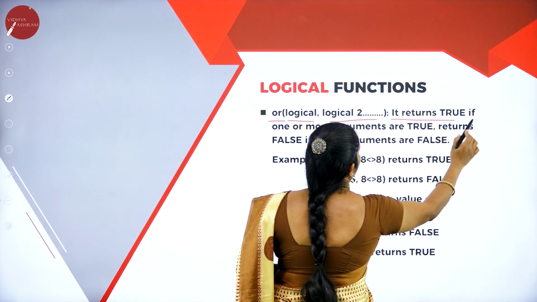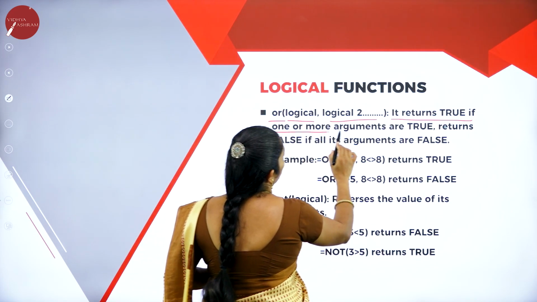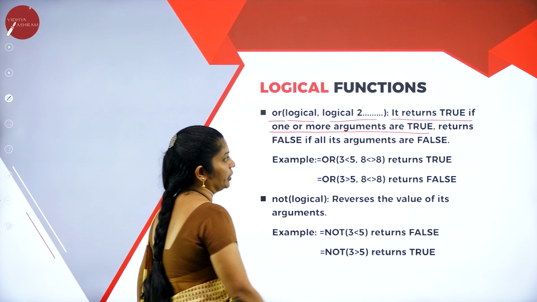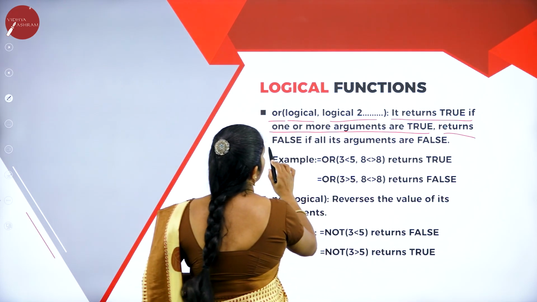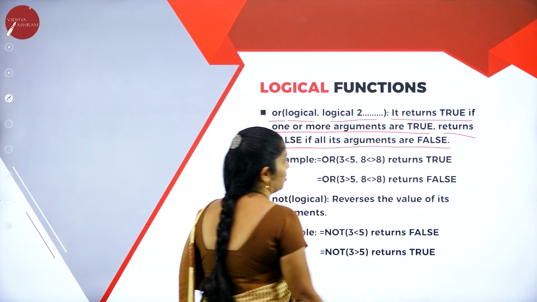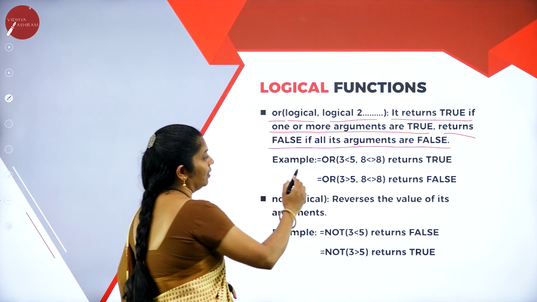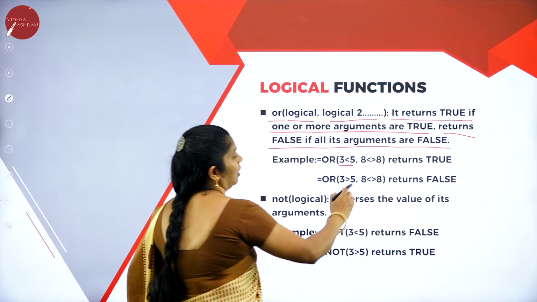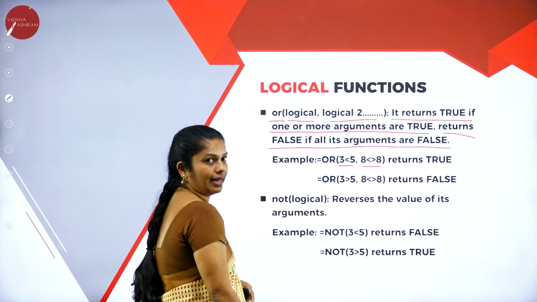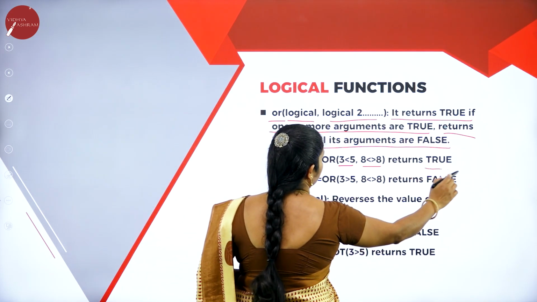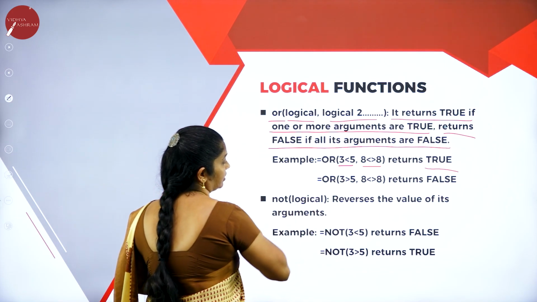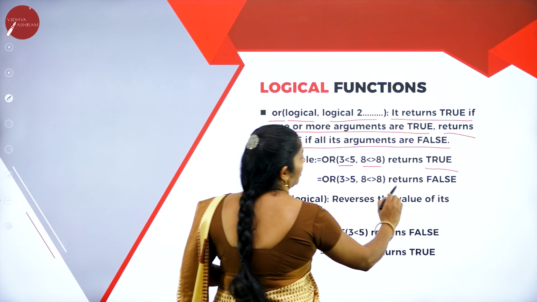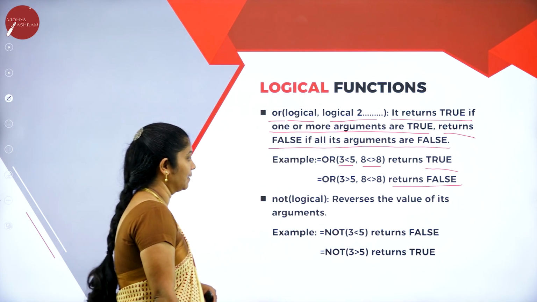It returns true if one or more arguments are true here, and it returns false if all its arguments are false. In the example, OR 3 is less than 5, condition satisfied, 8 is not equal to 8, like that we have given, then the result is true. Here A 3 is greater than 5, condition not satisfied, so it will display false here.